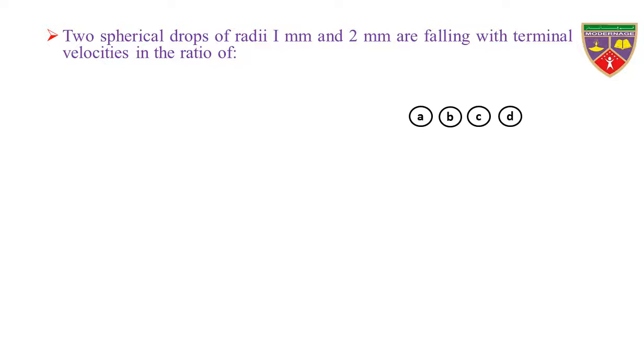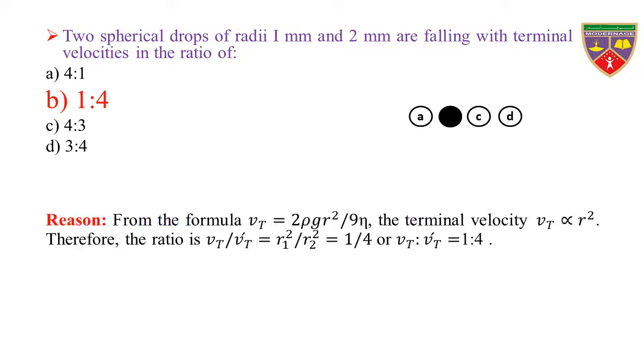Two spherical drops of radii 1 millimeter and 2 millimeter are falling with terminal velocities in the ratio of: option A, 4 to 1; option B, 1 to 4; option C, 4 to 3; option D, 3 to 4. The key is 1 to 4. Therefore, the correct option is B.